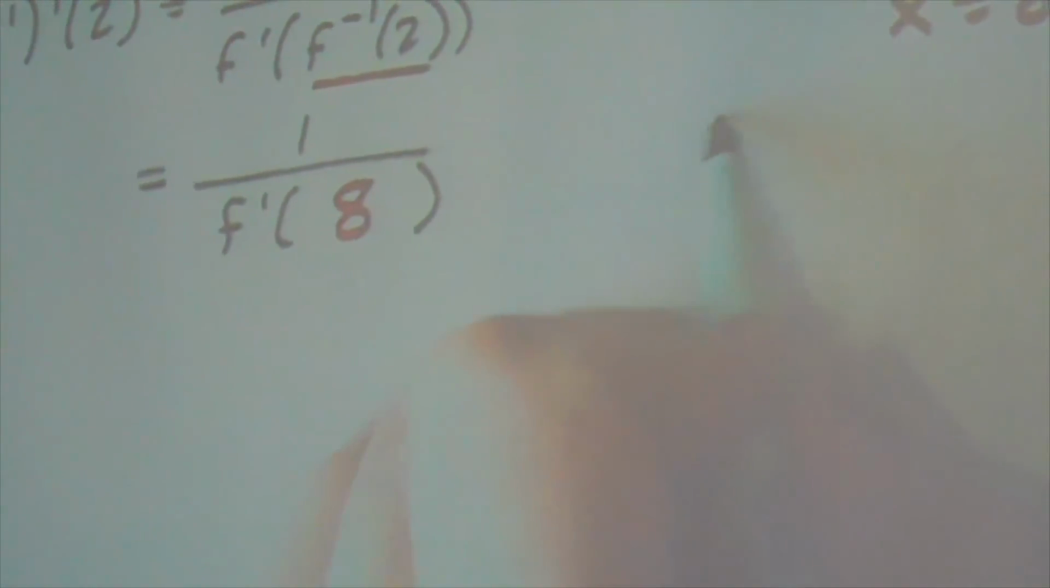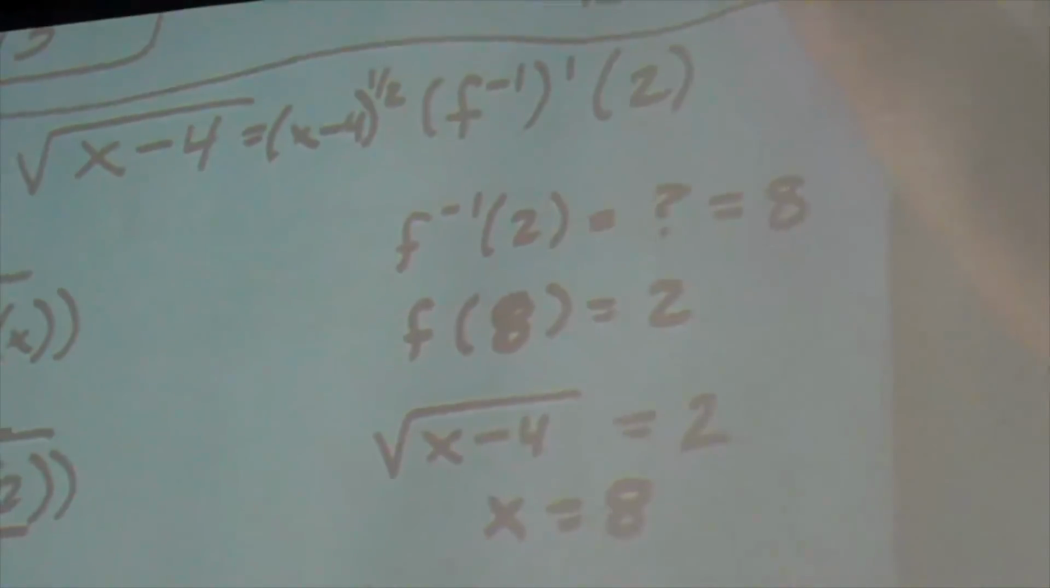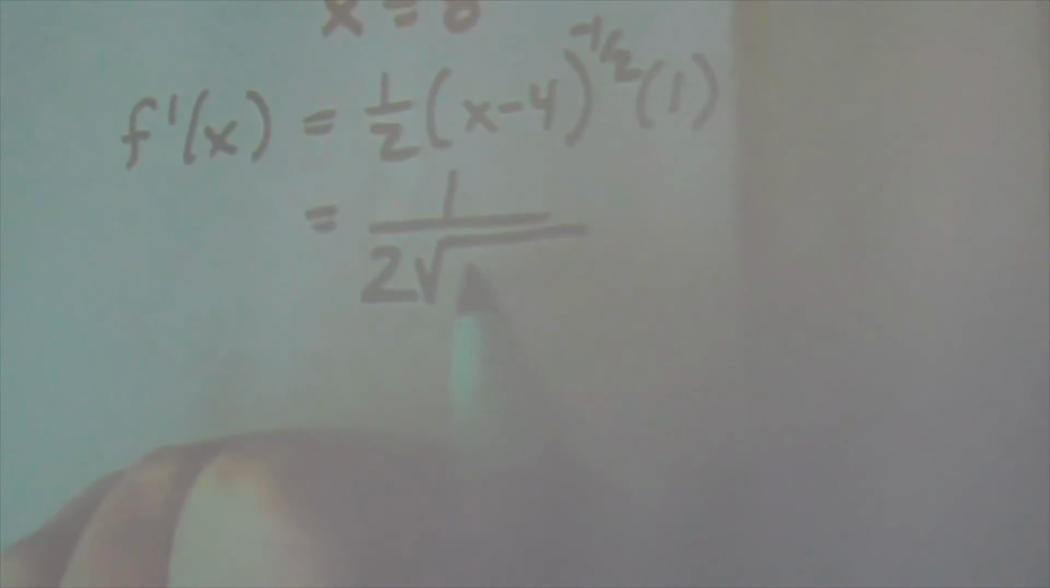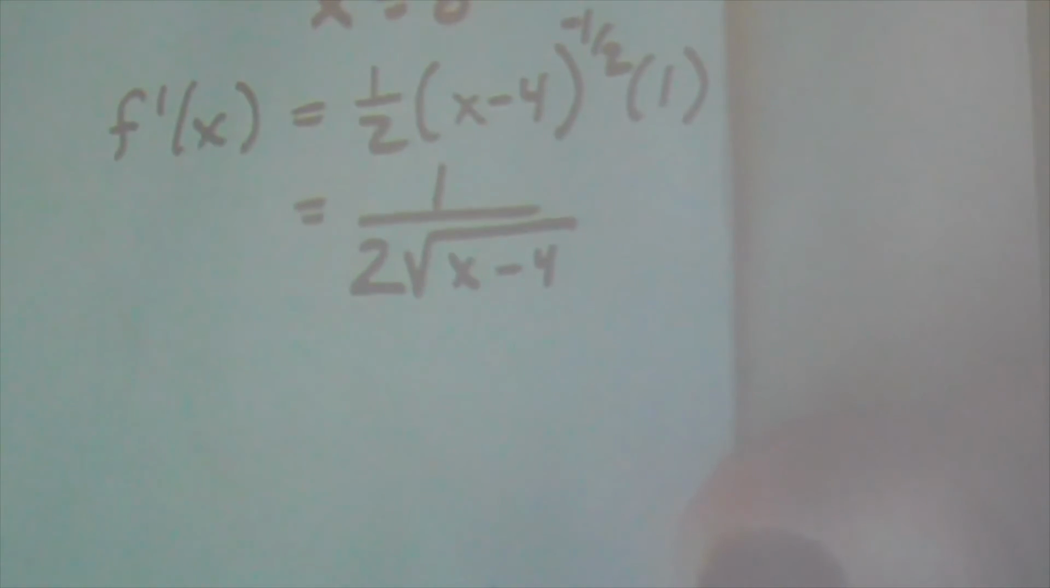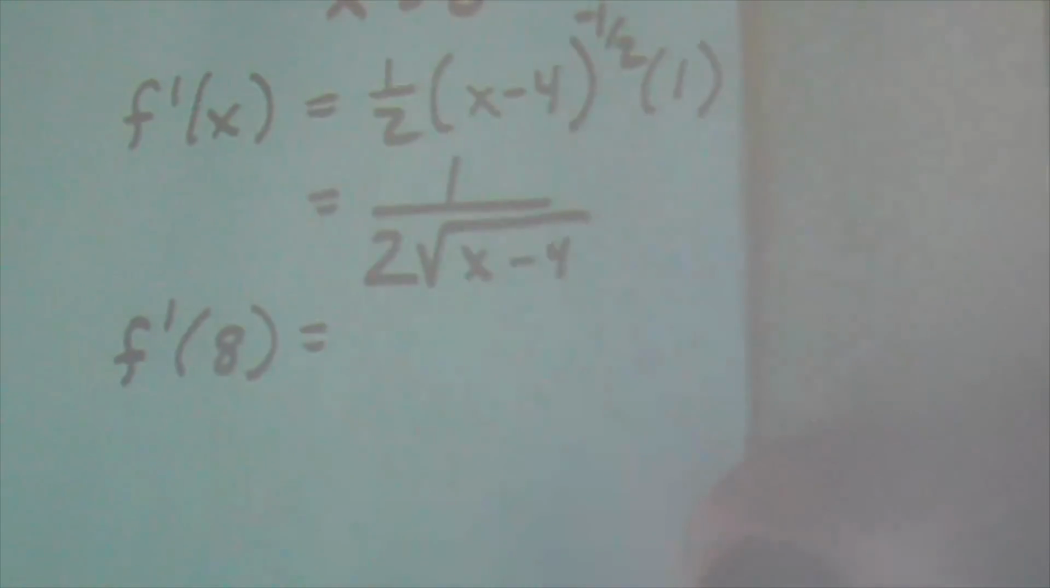Then we need to find f prime. So f prime of x, remember this is x minus 4 to the 1/2. So I need to take the derivative of that carefully. I'm going to go 1/2 to the negative 1/2, and then I leave the inside alone, it's chain rule, times the derivative of the inside, which would be 1. So basically I'm doing 1 over 2 times the square root of x minus 4. Clean it up before you try to evaluate it. Your brain's going to melt down if you try to simplify or evaluate negative exponents.